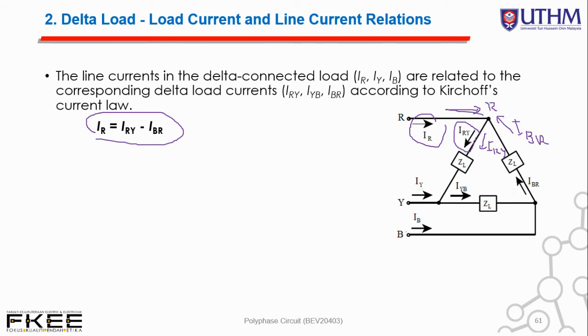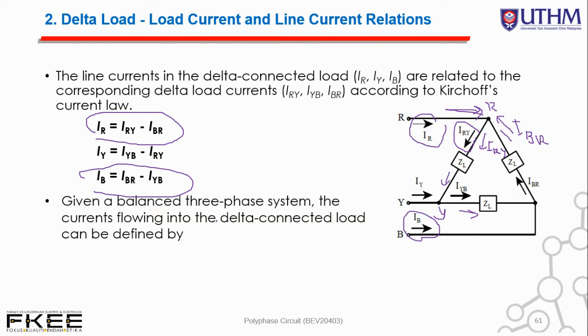So IR equal to IRY minus IBR. So IY equal to, again, you can apply this at this node, for example. Just reapply the same concept, the same idea on this node. So we have IY, which is equal to IYB minus IRY. And the third equation implies IB.